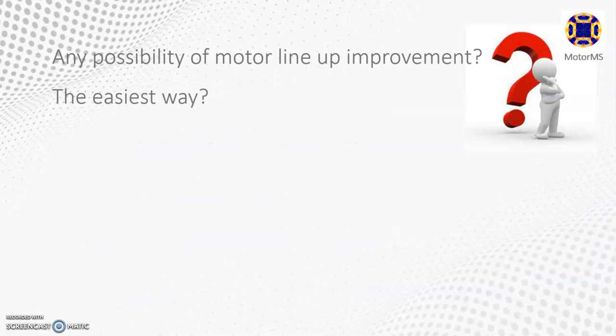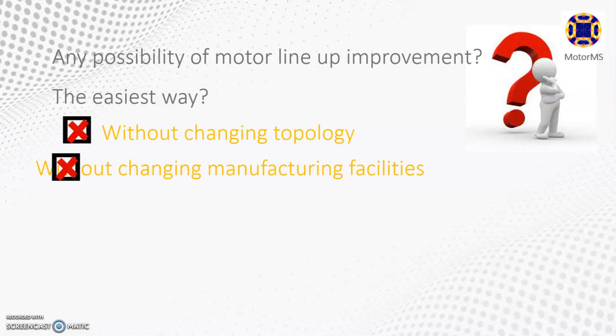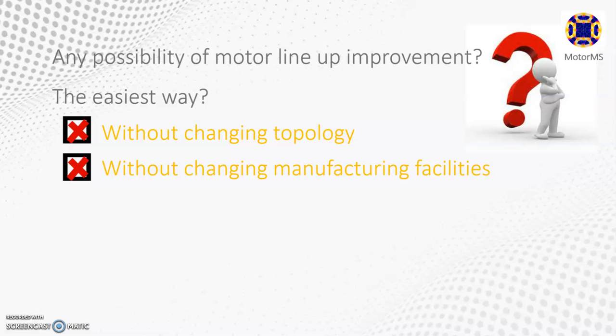And of course, the next question would be, if there is any possibility, what would be the easiest way to improve the existing motor lineup without changing the existing topology or design of the machine, and without changing, of course, the most expensive one, that will be the manufacturing facilities? Are there any potential solutions?